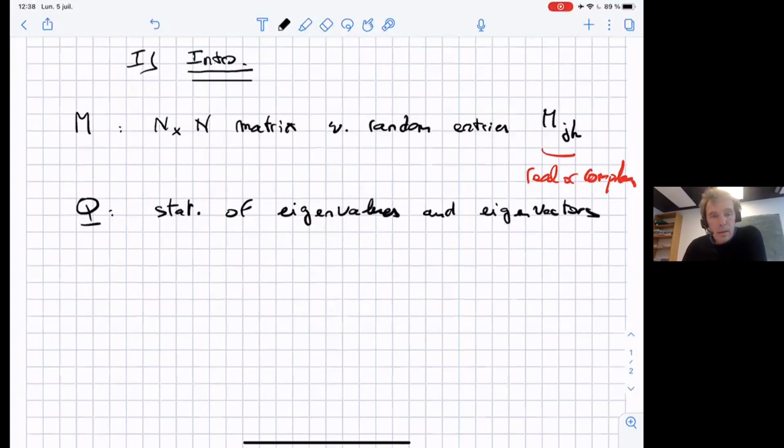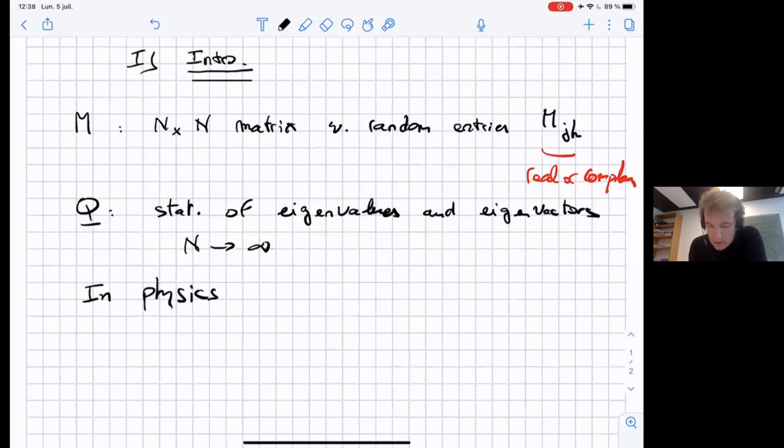And in particular, in most of the cases, we will be interested in the limit when n goes to infinity, because the interesting applications really imply large matrices, as we will see. And it's also in that limit that nice collective effects will emerge. So that's really what we are after. Now, this problem, as you probably already know, has many applications.